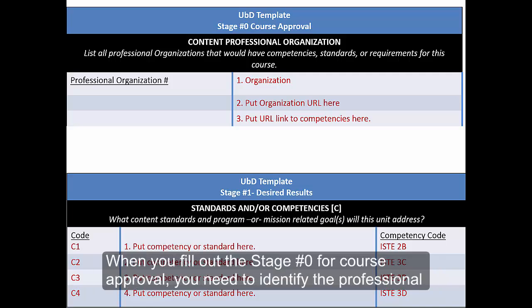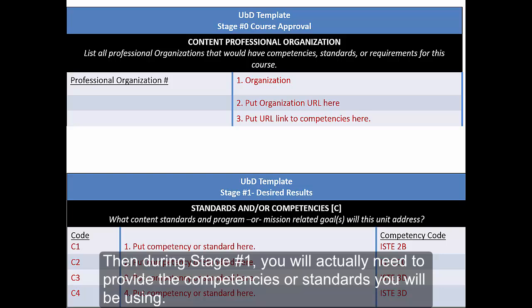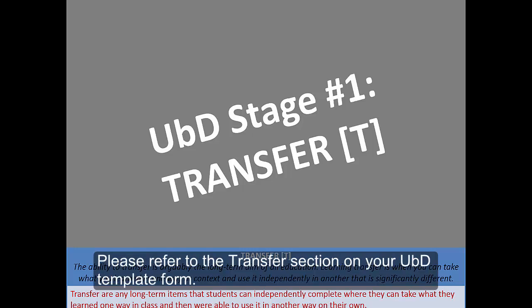When you fill out Stage 1 for course approval, you need to identify the professional organization that provides competencies for your specific organization and discipline. Then in Stage 1, you'll actually need to provide the competencies or standards you'll be using. So you only need to list the competencies that will apply to your lesson. So take out your UbD template and now refer to the transfer section.